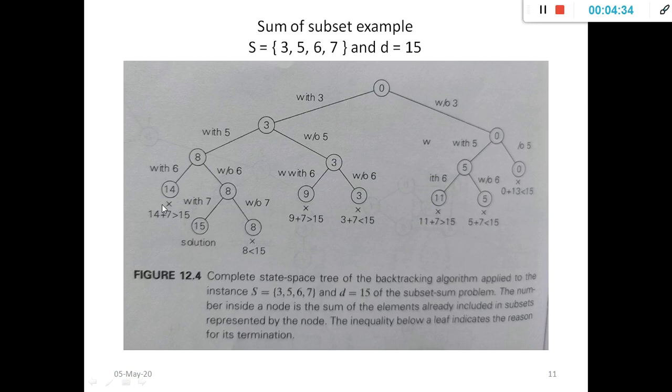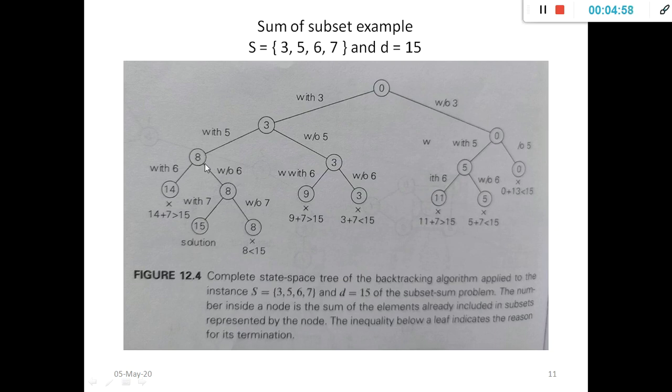Then at this moment you have to terminate, and you have to backtrack and come back to this node 8. With 6 we will not get the optimal solution or the desired solution. That's why you have to return back or backtrack to the node 8 and try to get the desired solution without including the element 6 into the subset.